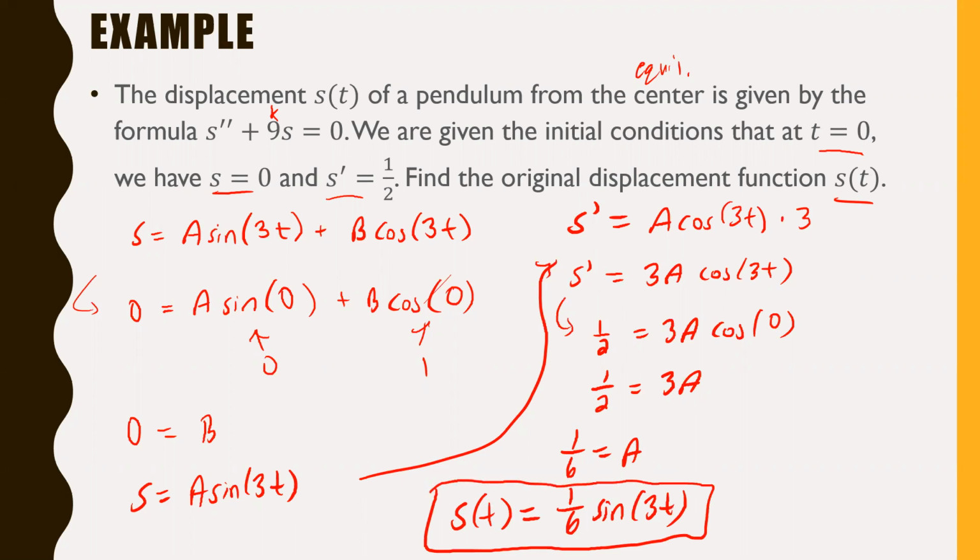If you don't believe me that it works, you can always double check it. You can take the second derivative of the function and then add 9 times this. You're going to end up finding that it does indeed work. It does kind of look like a train wreck, I'm not going to lie, but yeah, it is what it is.